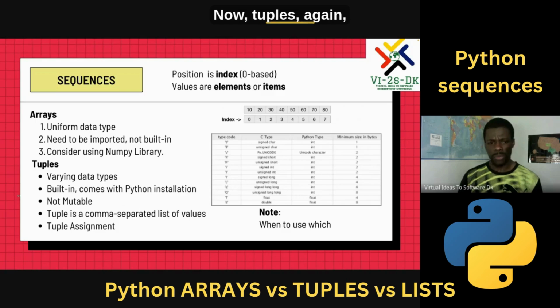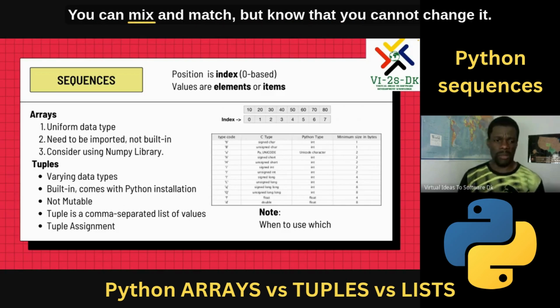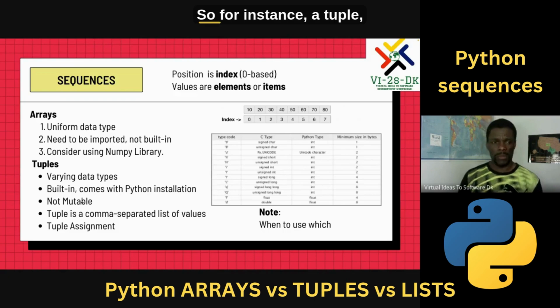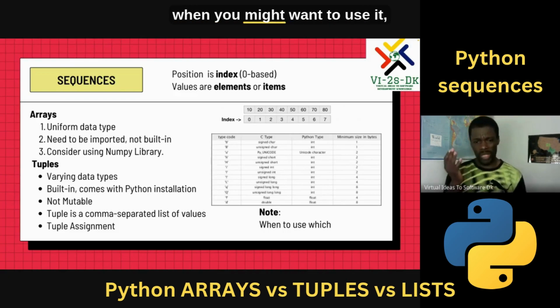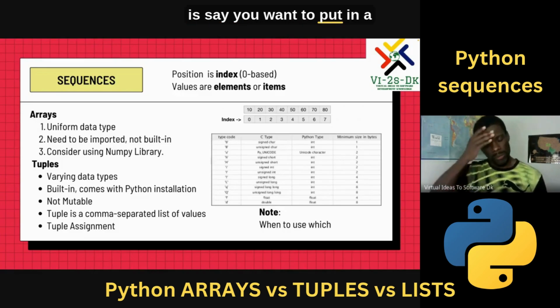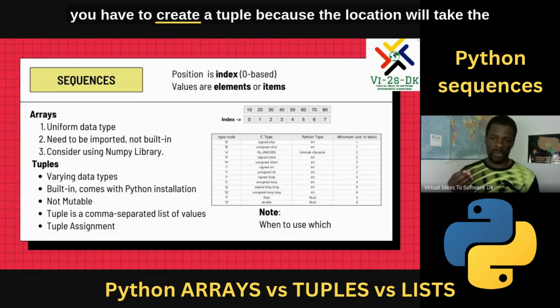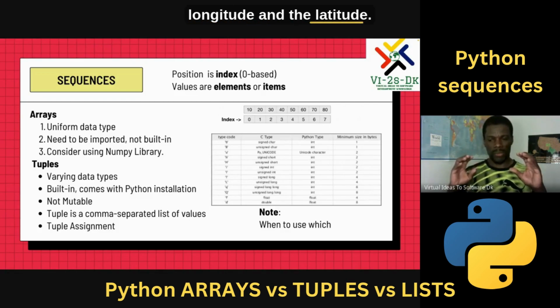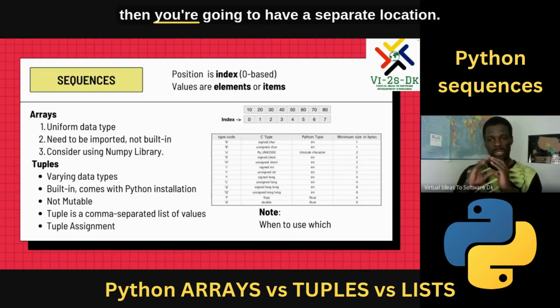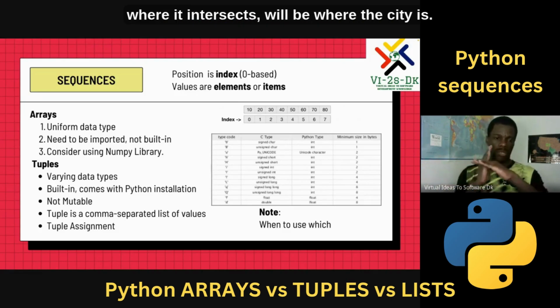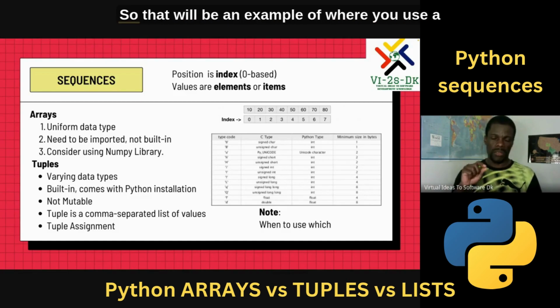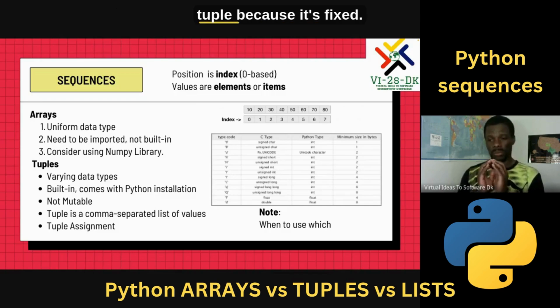Now, tuples again, they have different data types. You can mix and match, but know that you cannot change it. So for instance, a tuple, when you might want to use it, is say you want to put in a particular location of a city. In that, you have to create a tuple because the location will take the longitude and the latitude. If you change the order of that, then you're going to have a separate location. So longitude and latitude, where it intersects, will be where the city is. So that would be an example of where you use a tuple because it's fixed.